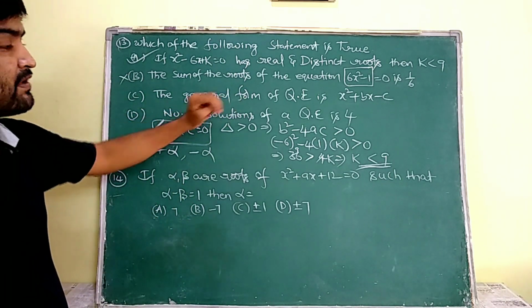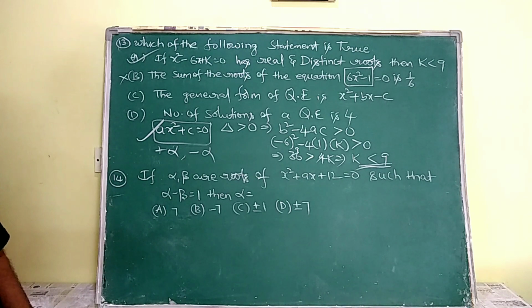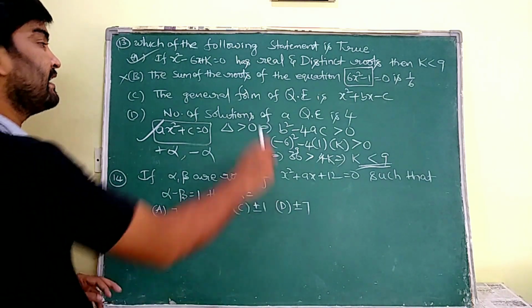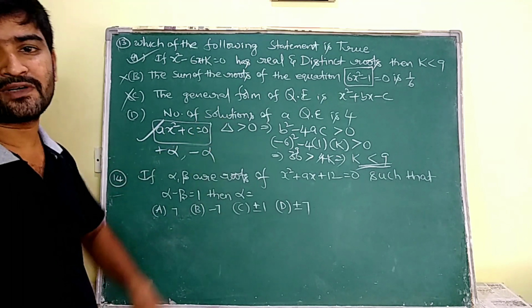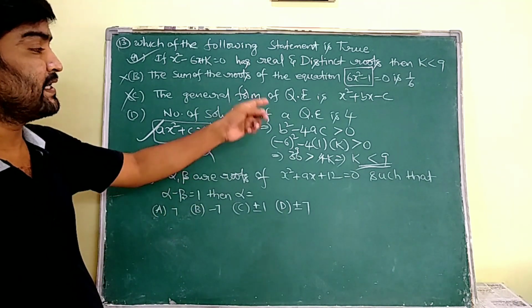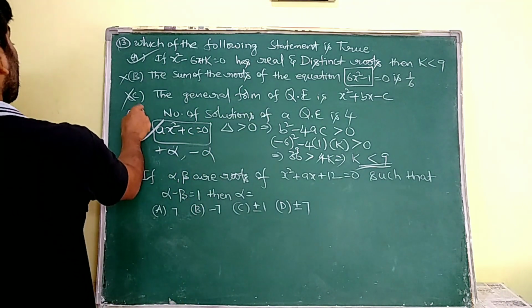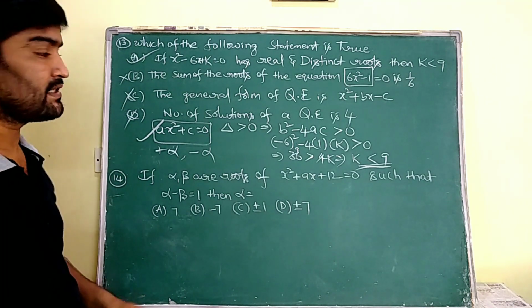The general form of a quadratic equation, we know, is ax square plus bx plus c. Here he gave it in the wrong notation. The number of solutions of a quadratic equation we know is 2, but he gave 4. So this is also wrong. Only statement 1 is correct.